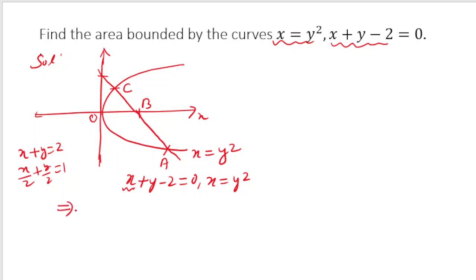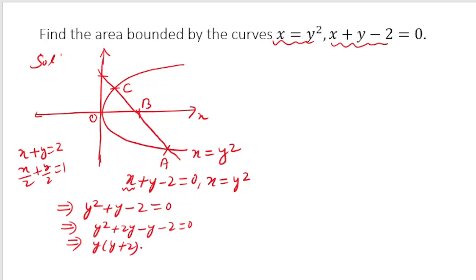So what I will get is y square plus y minus 2 is equal to 0, and we can factorize it: y square plus 2y minus y minus 2 is equal to 0. So it is clearly y can be taken common, y plus 2, minus 1 can be taken common, y plus 2 is equal to 0. So if I simplify, I will get y is equal to minus 2 and 1. Means they are intersecting at the point y is equal to minus 2.